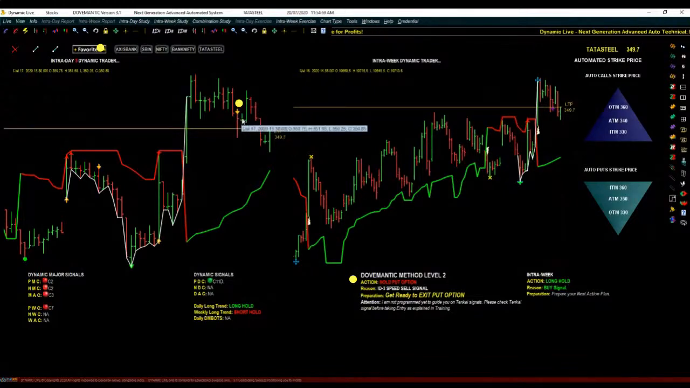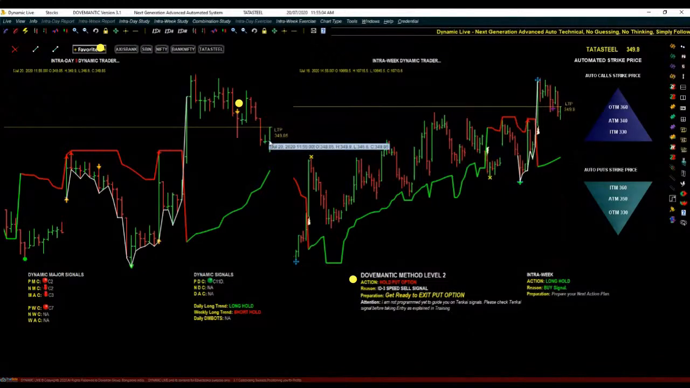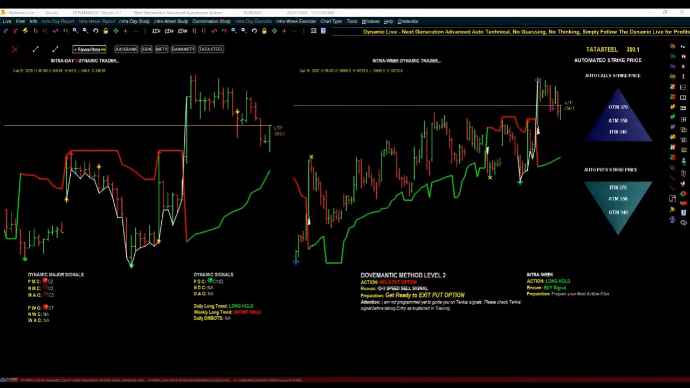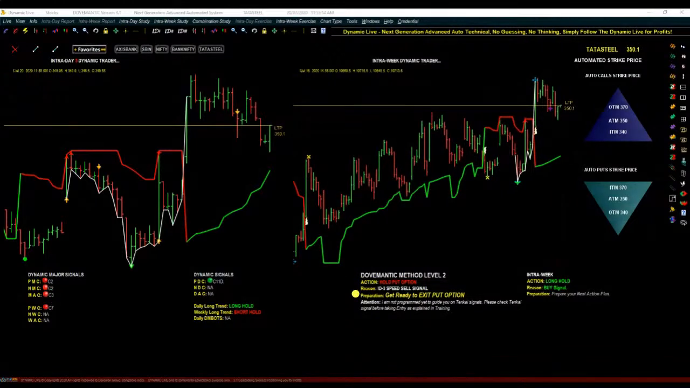The price was at around 350.75, and from there it has come down. It has made a low of 346.60. Now trading at 350, and you're still holding on to the position. But hold on to it, and at the same time, the preparation is also telling you get ready to exit put option. Sometime sooner or later, it is going to ask you to exit. So watch it closely. Watch it closely does not mean that you have to sit in front of it the whole day. Watch it once every 30 minutes. That is more than enough.